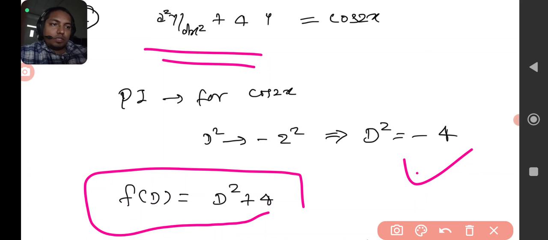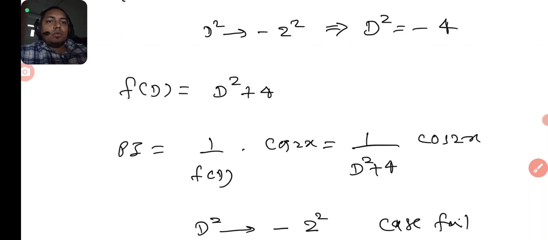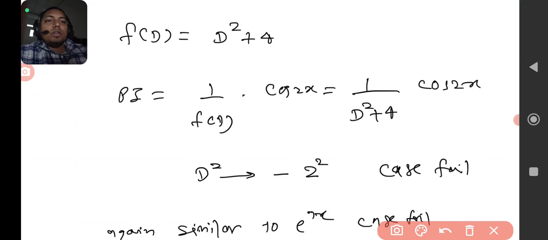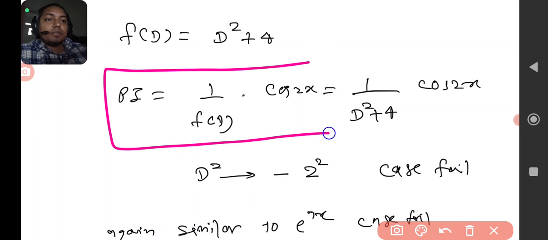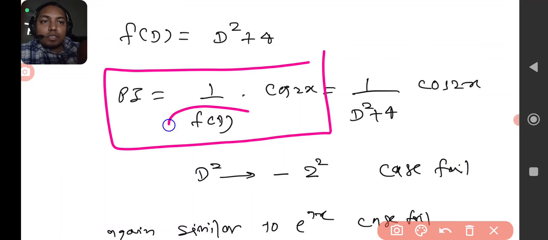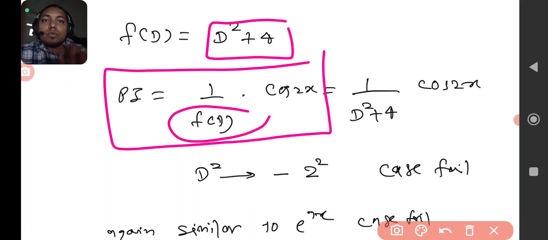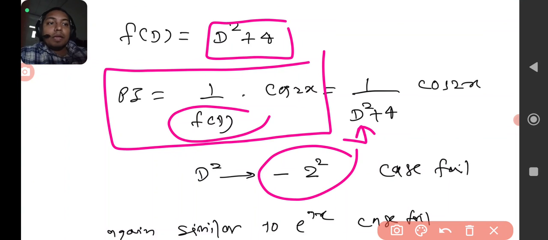Okay, so these things are in your mind. Now what are we going to do? We are going to see how to calculate PI. This is the symbol to calculate PI, correct? What is this f(D)? This f(D) is nothing but d square plus 4. Now in this d square you will substitute minus a square, so minus 2 square you will put there. But if you put that, this case fails, because minus 4 plus 4 will become 0.